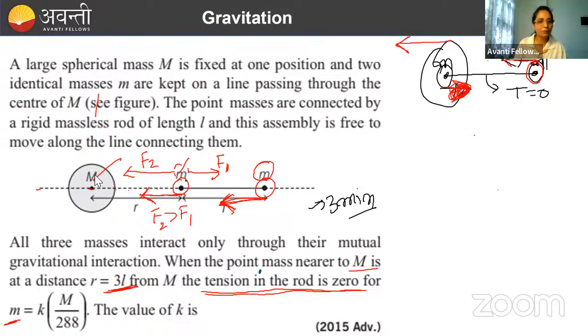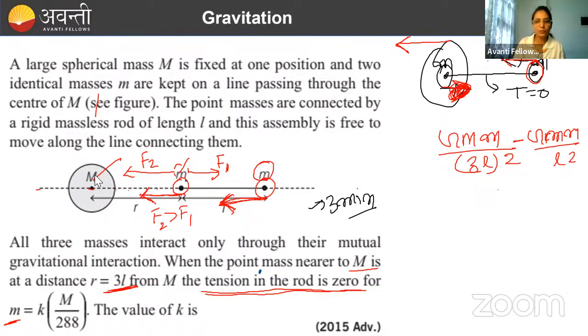What will be that? F2 minus F1. F2 is how much? F2 is how much? GM by 3L का square. अगर ये समझने में problem है तो let me know. This much minus how much it will be? GM by L square. Now what will be the net force on this second small mass m?